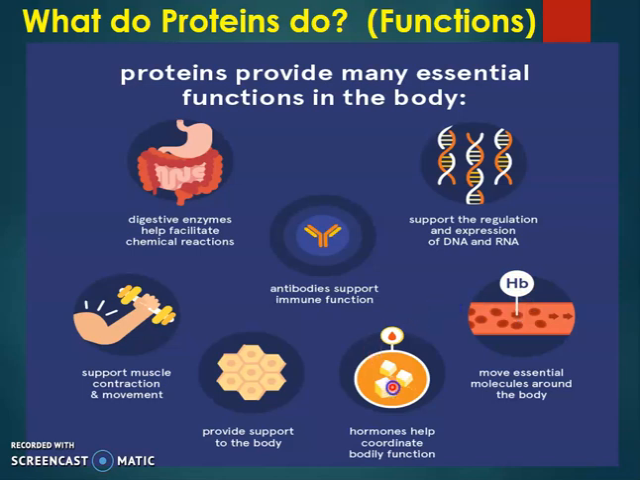Hormone production, support and protection of the body, so help to make ligaments as well as a component of actually making your bones. Antibodies for fighting against things like viruses and bacteria. And also, obviously, to produce muscle fibers which help for contraction and movement.